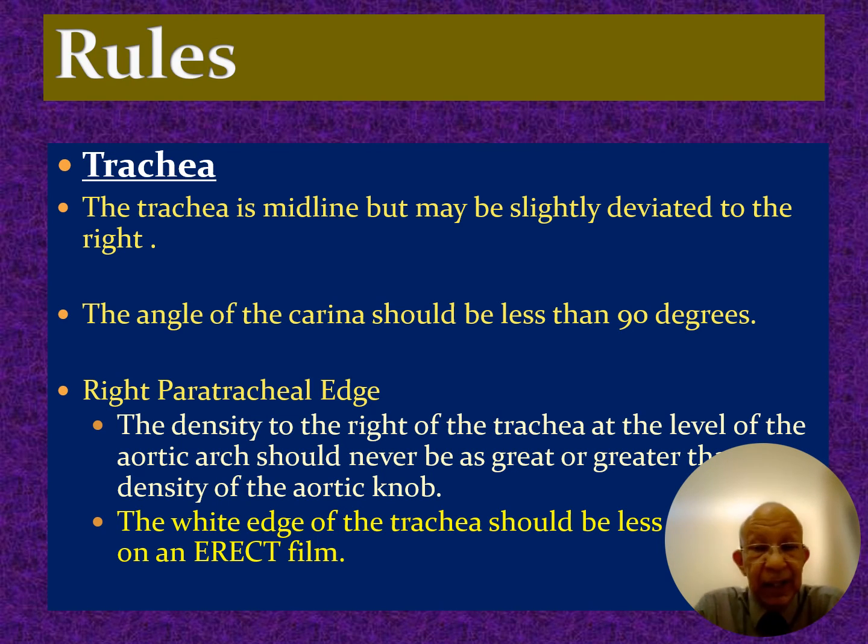it's called. Now let's go to another set of rules for the trachea, okay. Now the trachea is supposed to be midline, but maybe slightly deviated to the right. The angle of the carina should be less than 90 degrees. The edge of the right paratrachea should be less than 3 millimeters in an erect film, right? And the density should be similar to that of the aortic arch, right? So it shouldn't be greater than the density of the aortic knob.